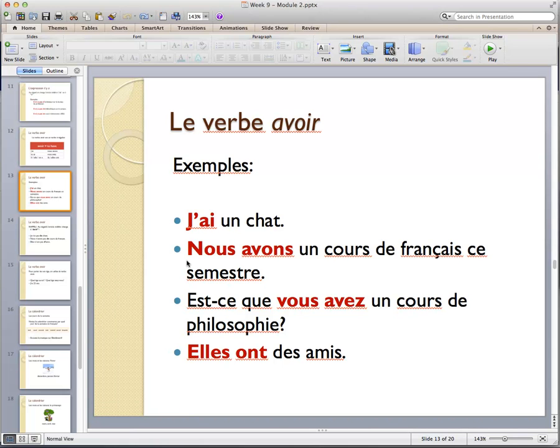As with the expression il y a, when we use the verb avoir in a sentence, we're going to use an indefinite article. Par exemple, j'ai un chat. I have a cat. Nous avons un cours de français ce semestre. We have a French class this semester. Est-ce que vous avez un cours de philosophie? Do you have a philosophy class? Elles ont des amis. They have some friends.